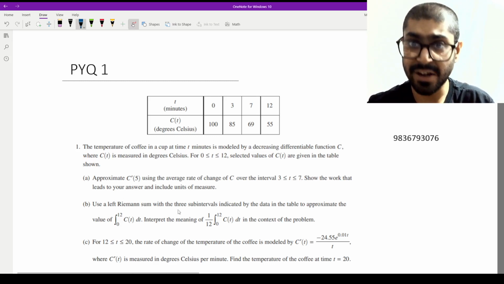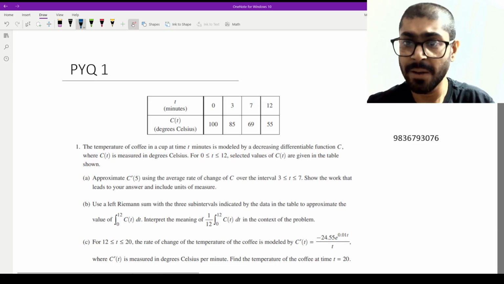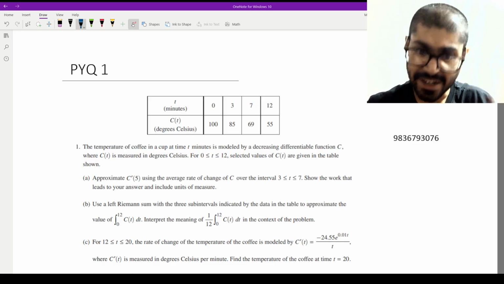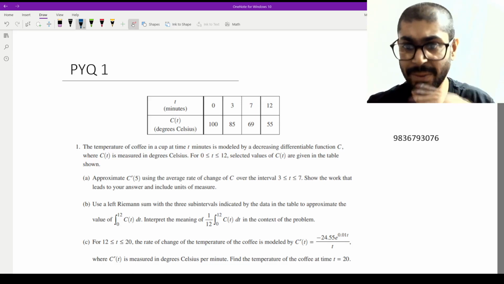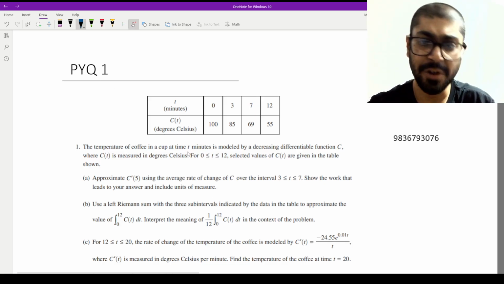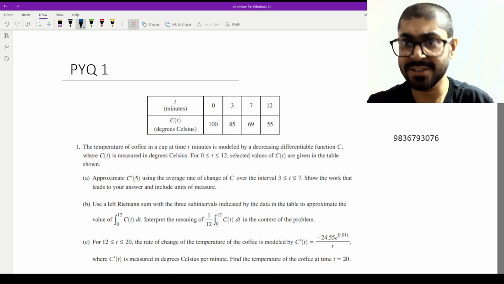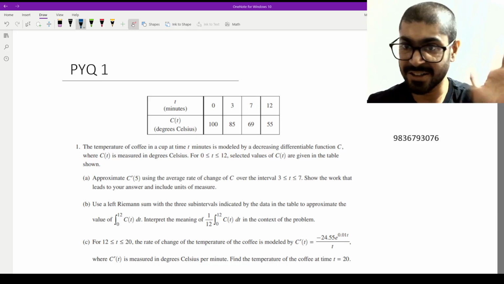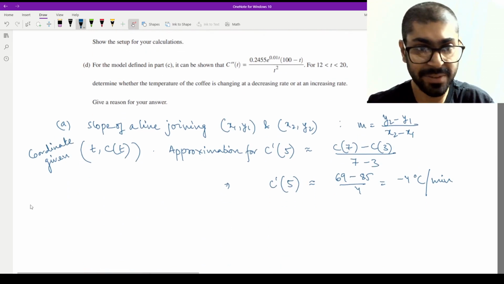We have to use the left Riemann sum. I am sure you are aware of the formula. Use the left Riemann sum with 3 subintervals to approximate the value of the integral from 0 to 12 of C(t). Interpret the meaning of 1/12 times the integral from 0 to 12 of C(t) in the context of the problem. So first we have to calculate the value, then we have to give the interpretation. This is a very good question because it mixes the concepts of mathematics and physics. Maths people usually do the calculations and physics people usually interpret the results. So we have to do both. We have to don the hats of a mathematician as well as a physicist.